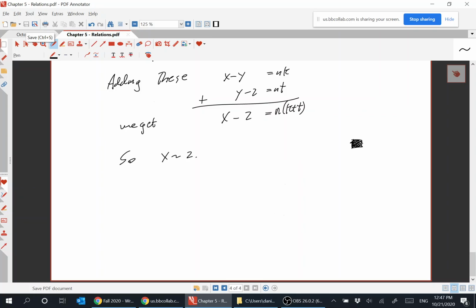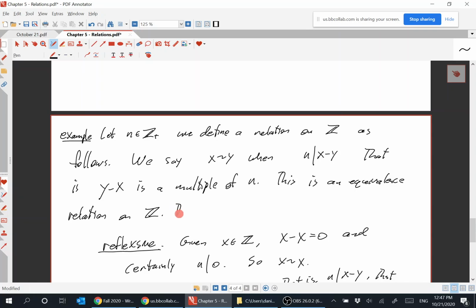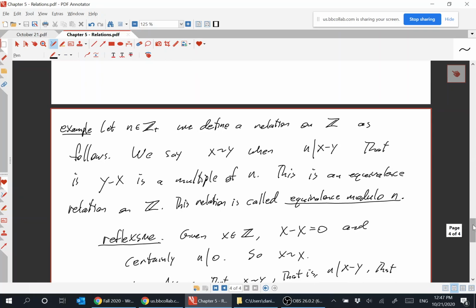This relationship is called equivalence modulo n, by the way. It's the basis of modular arithmetic, if you're familiar with that already, which all of you are, although you may not know it.